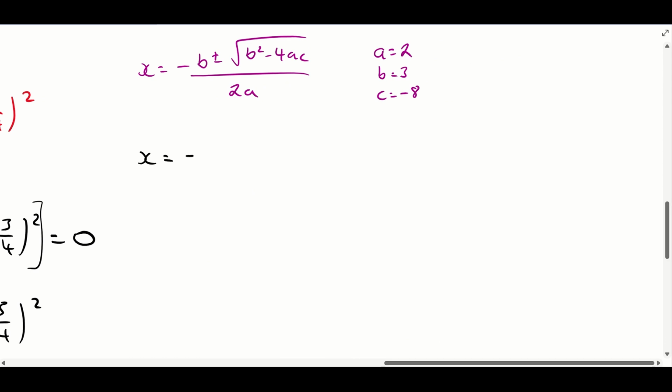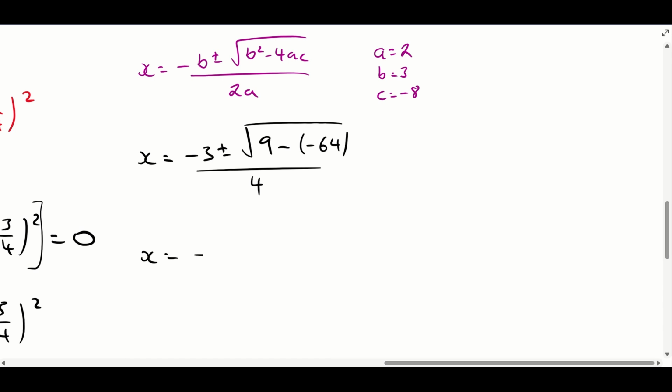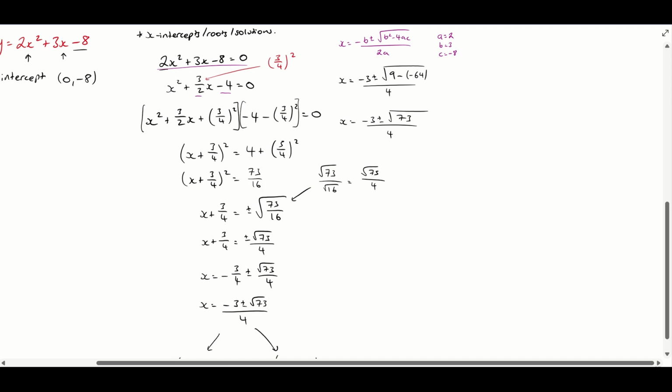So negative b, that's going to be minus 3 plus or minus the square root b squared, which is 9, minus 4 times 2 is 8, times minus 8 is negative 64, all divided by 2 times 2, which is just 4. And we can start to see this come together to be very similar to what we worked out completing the square. 9 plus 64 is 73, all divided by 4. And that is exactly what we saw down here when we completed the square.